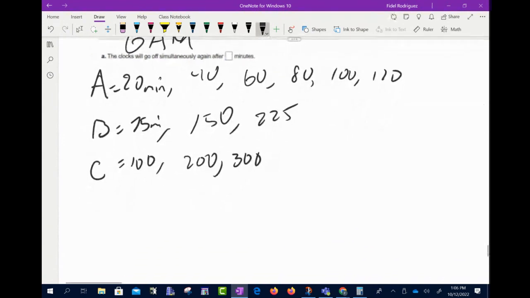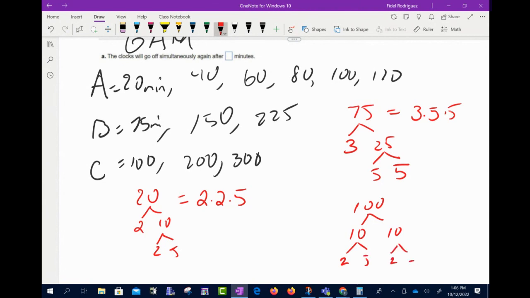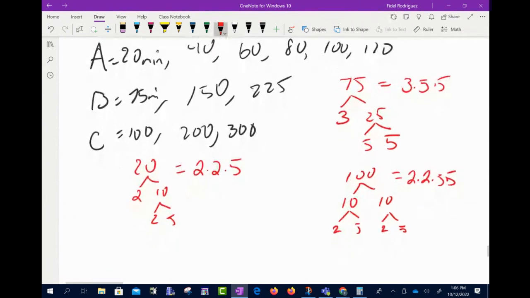Another thing I could do, I could break down my numbers, okay? So look, if I were to break down 20, I know 20 breaks down into 2 and 10, and that breaks down into 2 and 5. So I have 2 2s and a 5, okay? And then we could break down 75 into 3 and 25, and that's 5 and 5, okay? So 75 is a 3 and 2 5s. And then we could break down 100 into 10 and 10, but each of those 10s has a 2 and a 5. So 2 2s and 2 5s. Okay.